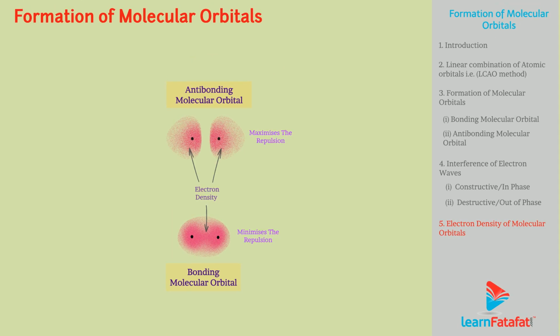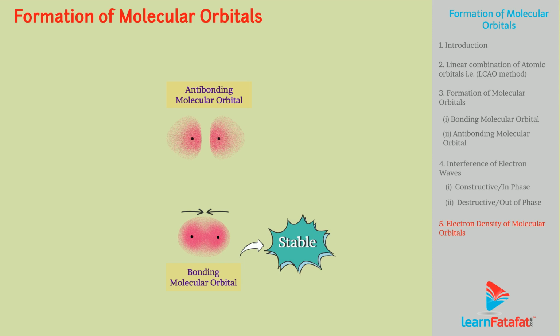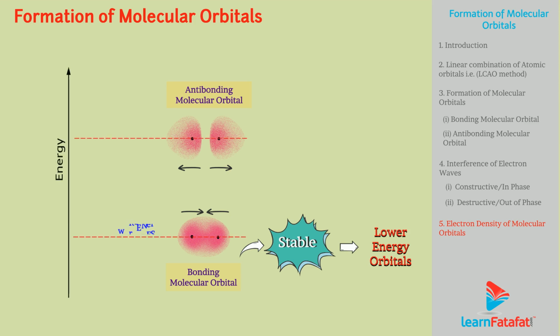Thus, on one hand, bonding molecular orbitals tend to hold atoms together, making molecules stable. The antibonding orbitals tend to push them apart. As stability is associated with lower energy of an orbital, the bonding molecular orbital must have lower energy.